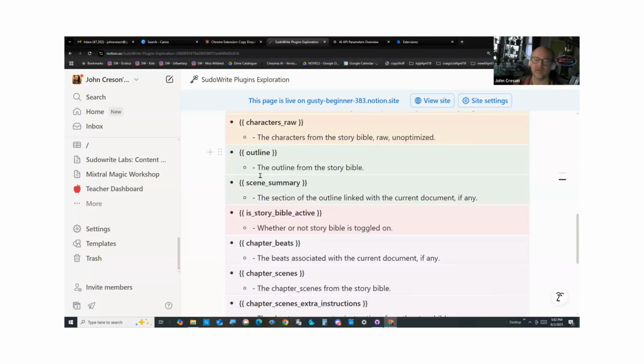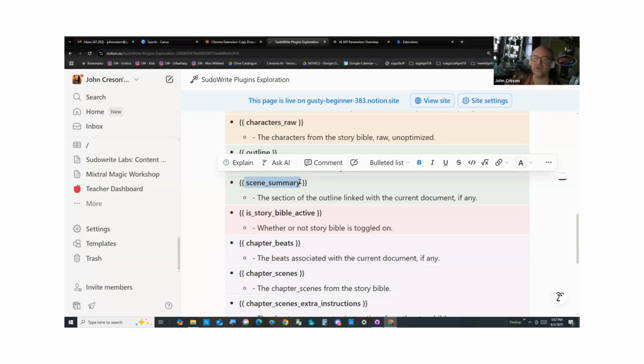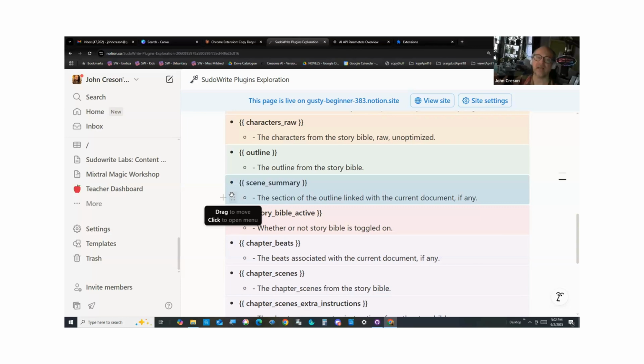Okay, so let's do outline first. So outline is the outline from the story about the entire outline, every single chapter. Scene summary is the section of the outline that's linked with the current document, if any. So you saw how we did the continuity link. Right above that was how you link your document with a particular chapter in the outline. The scene summary is from the outline. So the part of the outline that you're linked to, this is the summary of my scene. This is how the Write plugins work. So they look at your linked chapter and they write that chapter.